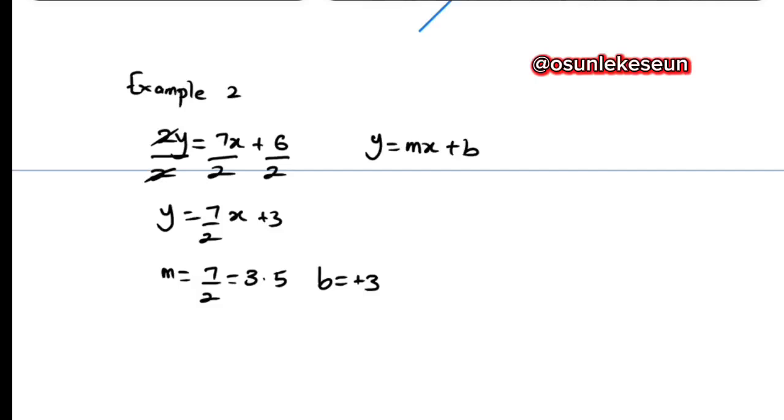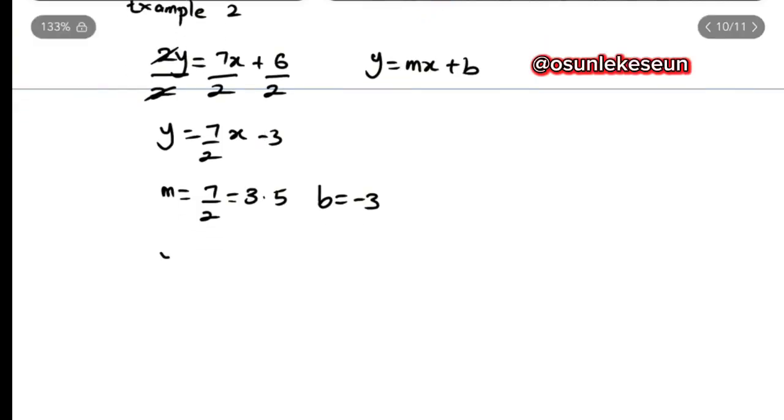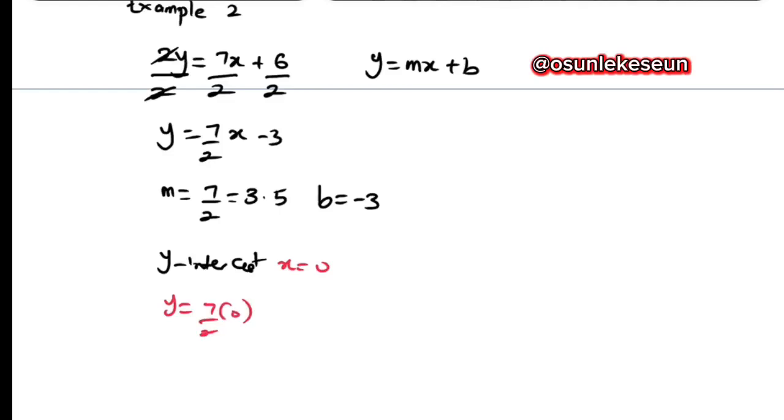So now what we need to do is to find the y-intercept. Y-intercept, you remember what we said? That x is going to be 0. So that means y equals to 7 over 2 times 0 minus 3. This is all going to be 0. That is y equals to minus 3.